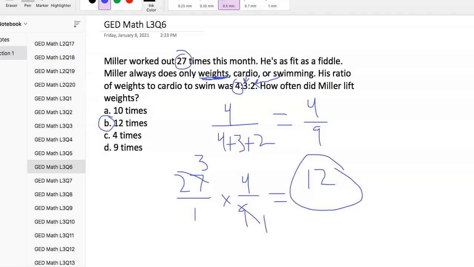Okay, so if the question had been for cardio, then rather than 4 ninths, since cardio is 3, it would have just been 3 divided by 4 plus 3 plus 2, and so we would have done 3 ninths times 27. Okay, that's how you do it.